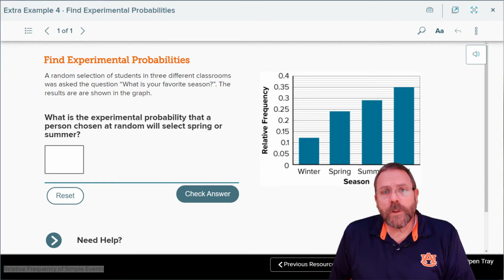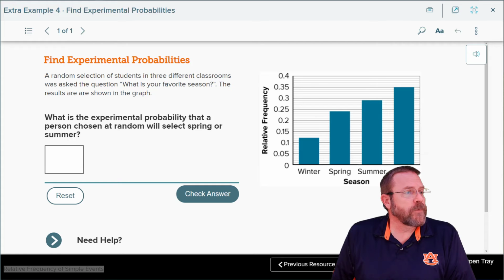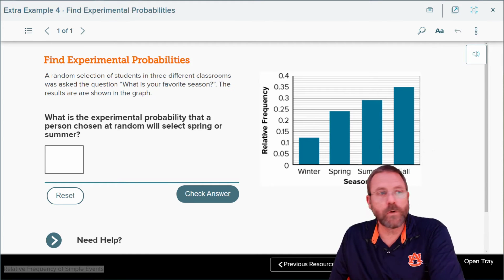A random selection of students in 3 different classrooms was asked a question: what is your favorite season? The results are shown in the graph. What is the experimental probability that a person chosen at random will select spring or summer?